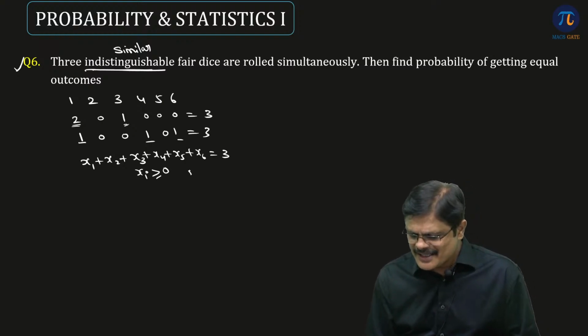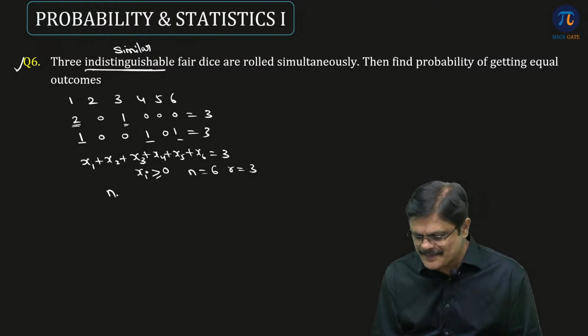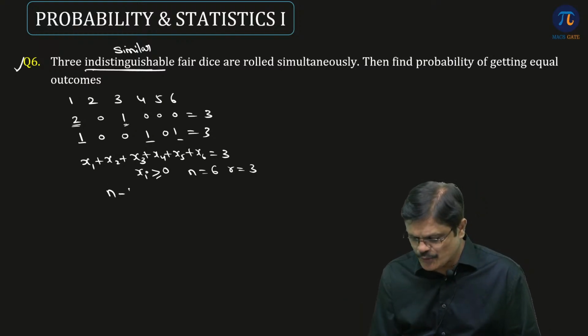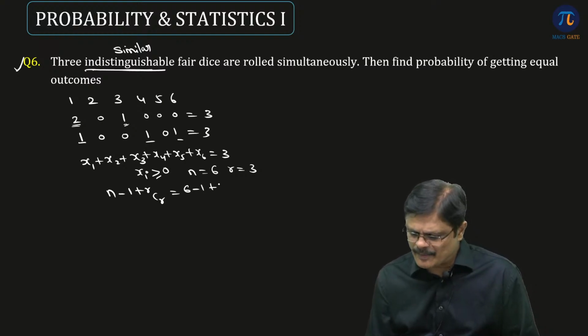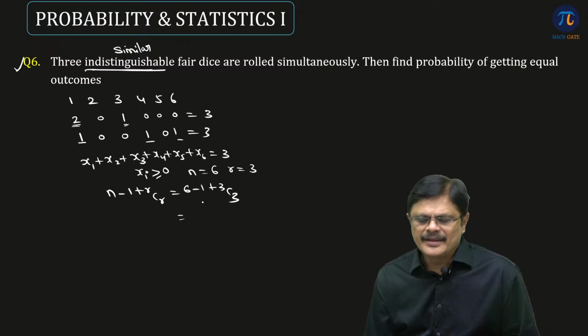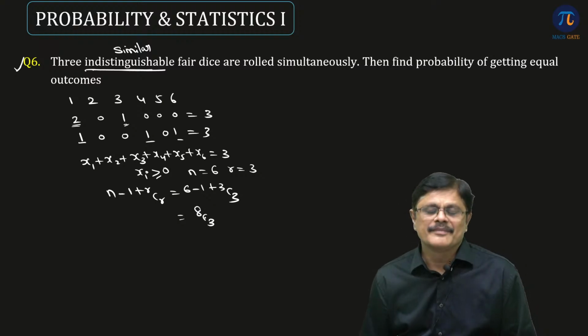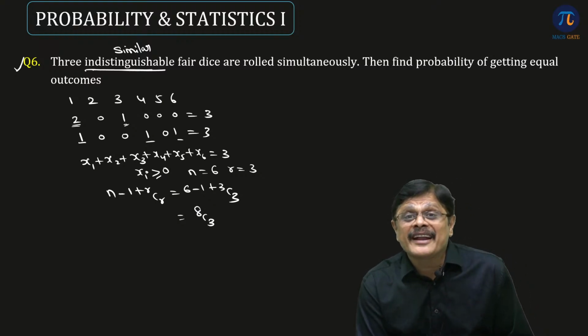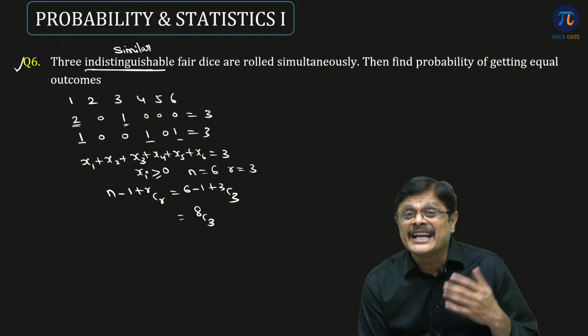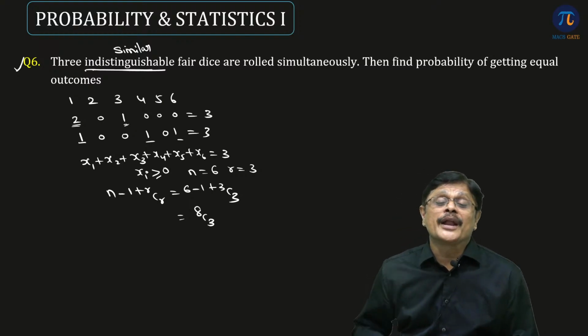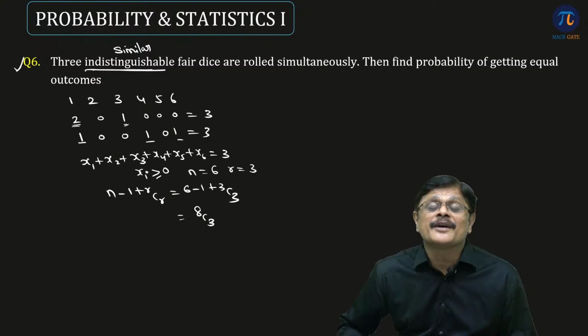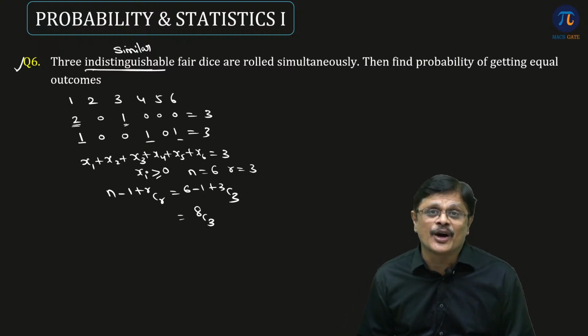So what is this? Here n is equal to 6 and r is equal to 3. So what is the formula for this? It is combinations with repetition. So what is the formula? n minus 1 plus r C r. That is 6 minus 1 plus 3 C 3. That is 8C3. So when 3 fair dice are rolled, or similar, indistinguishable dice are rolled, we are not going to get 6 cube outcomes, sir. We are going to get only 8C3 outcomes.